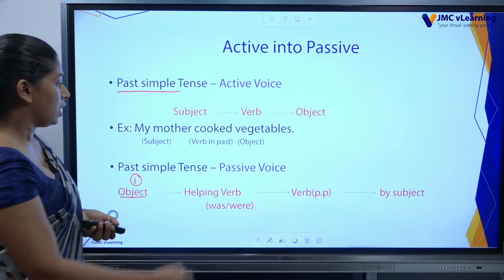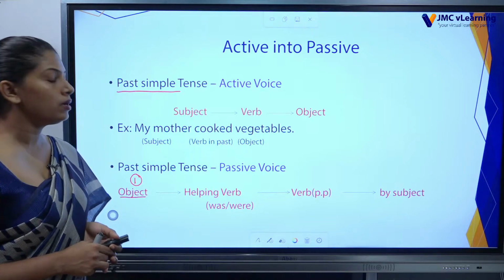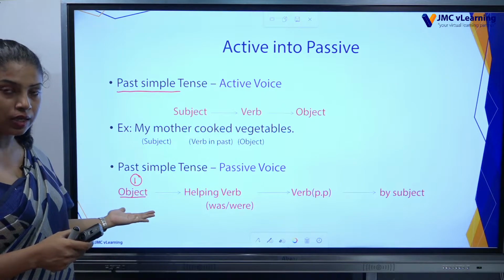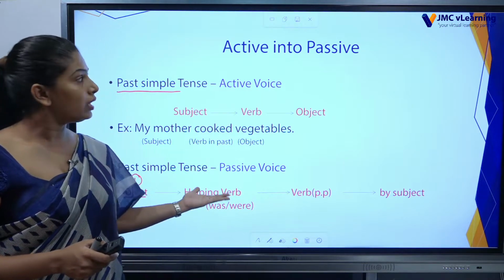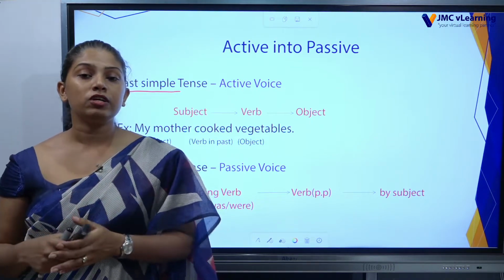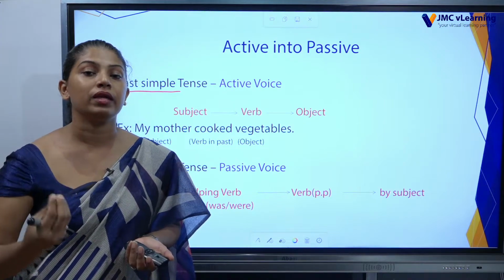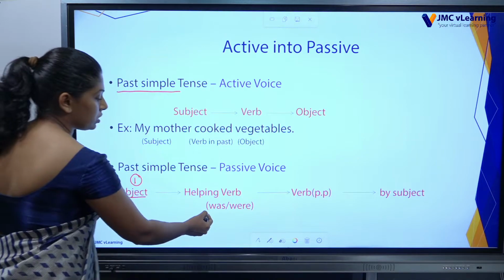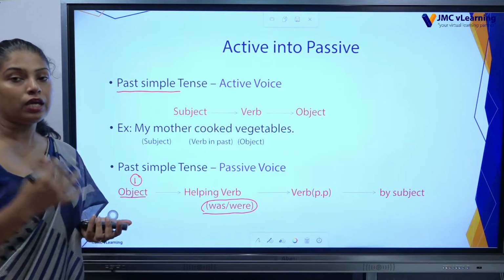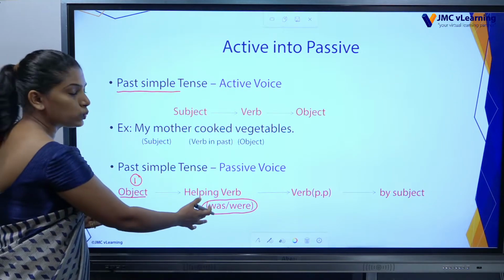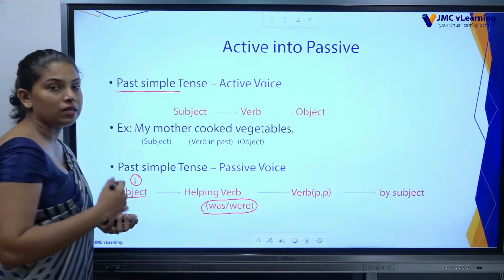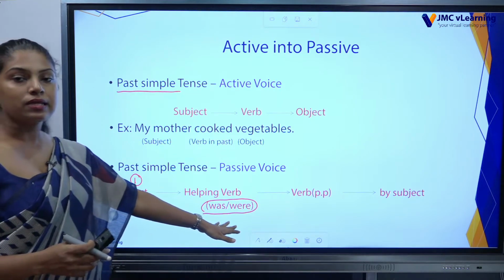Then we have to use, instead of the verb, a helping verb. In passive voice, the structure we know is, first we take the object, then we take a helping verb. Now here we are talking about past simple tense. So, in past, what helping verbs do we use to express that this is something about the past? You can use either was or were. According to the object given, if the object is singular, you can use was. If the object is plural, you can use were. So, was and were differ by that. According to the object, this can be selected.